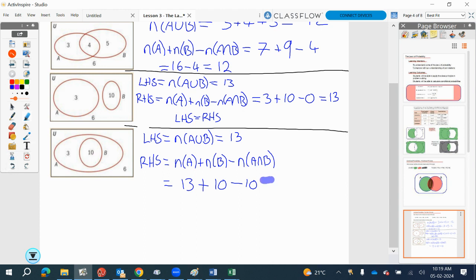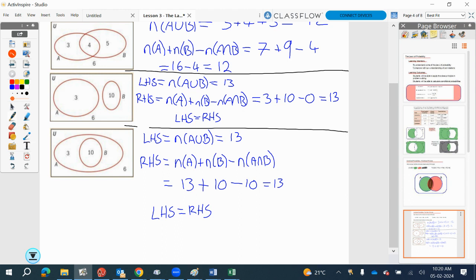This gives us 13. The left-hand side is equal to the right-hand side. This is what we're trying to show. A "show that" question with an equation.